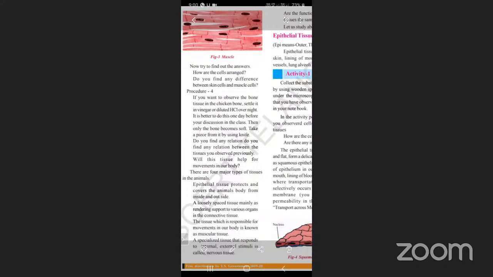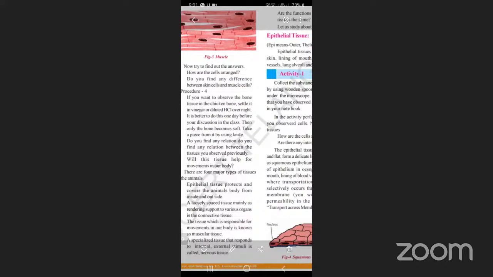The first one is epithelial tissue, the second one is connective tissue. Connective tissue is a loosely spaced tissue, mainly rendering support to organs. The third one is muscular tissue, the tissue which is responsible for movement in our body. As I told you, if we have only a skeletal body, there is no chance to take a movement. To take a movement, along with the skeletal body, we need muscles.